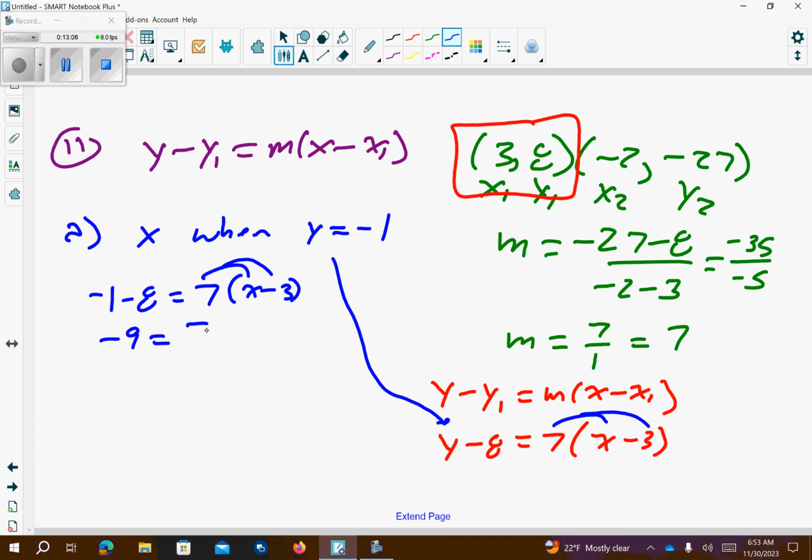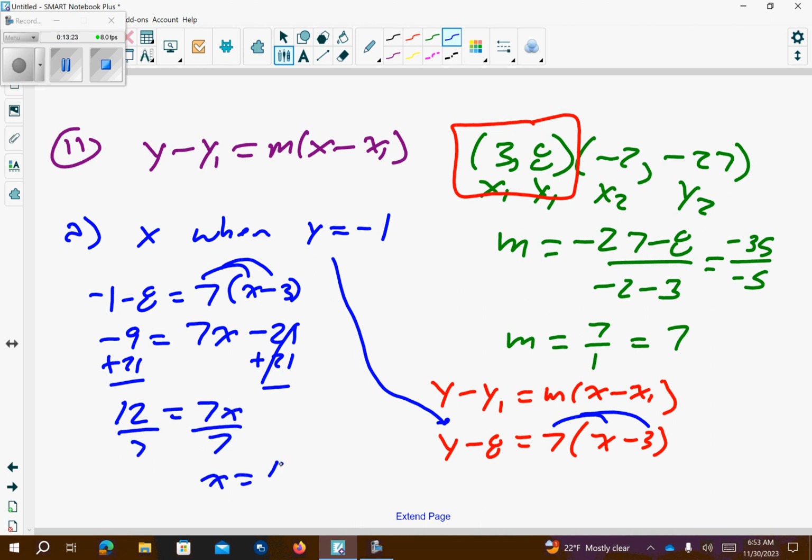Distribute here, so 7 times x is 7x. 7 times negative 3 is negative 21. Add 21 to both sides. Those cancel. So that's going to give me 12 equals 7x. Divide both sides by 7. So x equals 12 over 7 when y is equal to negative 1.